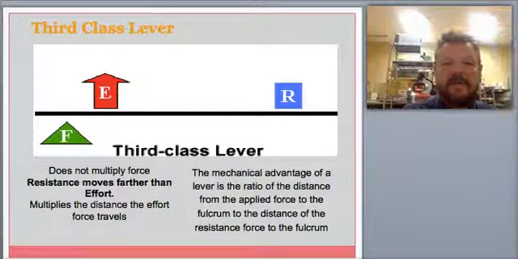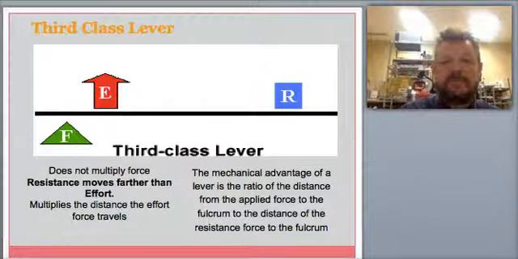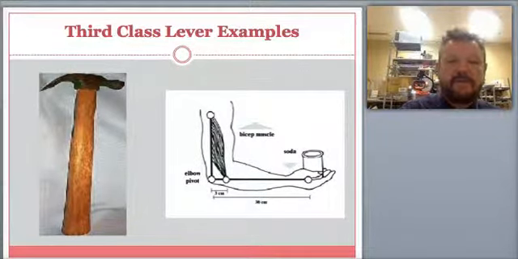Third-class lever does not multiply the resistance force. The resistance moves further than effort, and it multiplies the distance the effort force travels. The mechanical advantage of the lever is the ratio of the distance from the applied force to the fulcrum to the distance of the resistance force to the fulcrum. Some examples of a third-class lever.